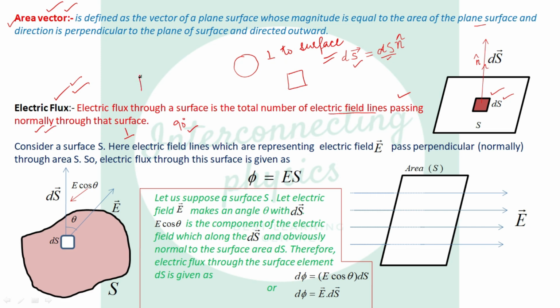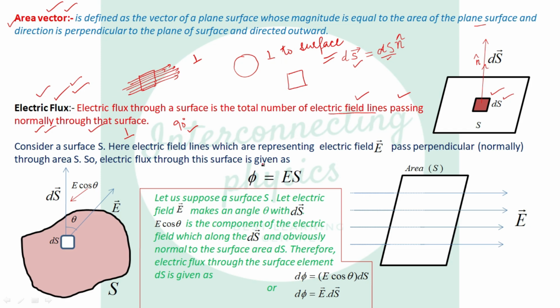Suppose we have a sheet and a number of electric field lines are passing through the surface perpendicular to the surface. Only perpendicular electric field lines will make the electric flux. Please note here, perpendicular electric field lines means the electric field lines which are passing perpendicular through the surface make electric flux through that surface.